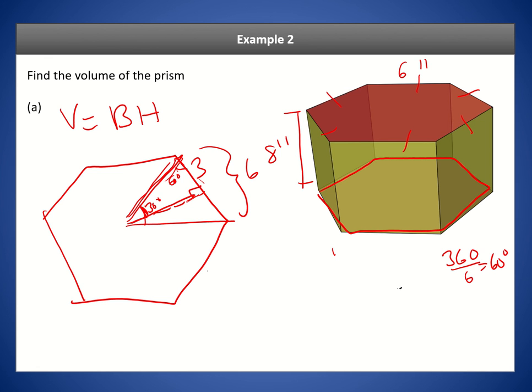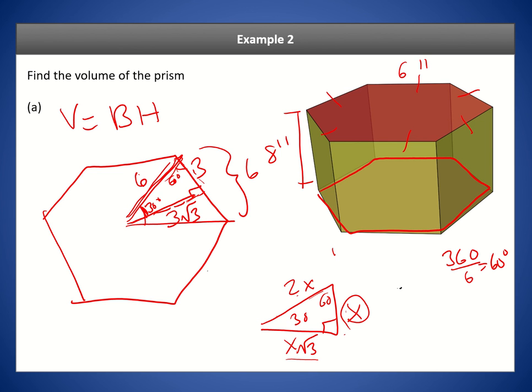Remember that in a 30, 60, 90 triangle, the sides are given by x, x square root of 3, and 2x. So if I know the shortest side, then the hypotenuse is double. And if I know the shortest side, then the second longest side is that side times square root of 3. So if I know this is 3, then I know that this is 3 square root of 3. And then if that's 3, then this has to be 6.